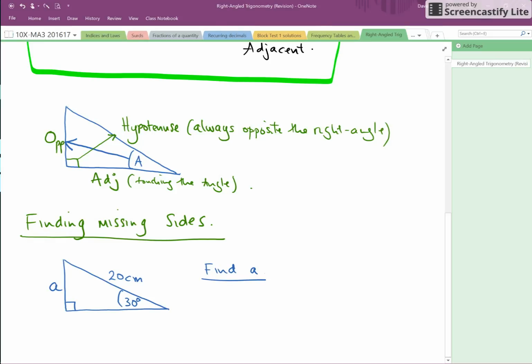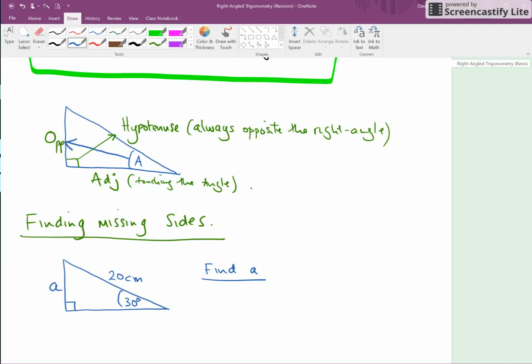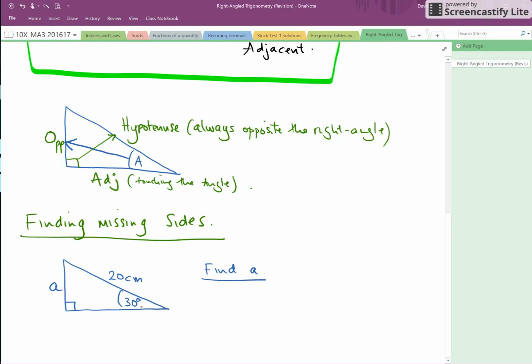And this is the process that we should go through. The first thing is place ourselves on our angle. So our angle is here. So we're looking at our angle 30 degrees. And we figure out from that angle which side is which. So this is the hypotenuse, because it's always the longest side and it's always opposite the right angle. So that's the hypotenuse, the 20. The one that's touching the angle is the adjacent, and the one that's opposite the angle is the opposite.